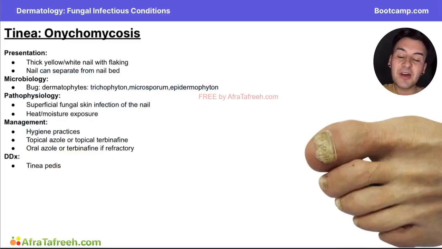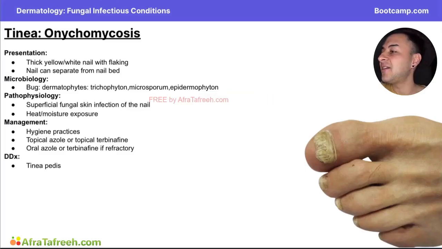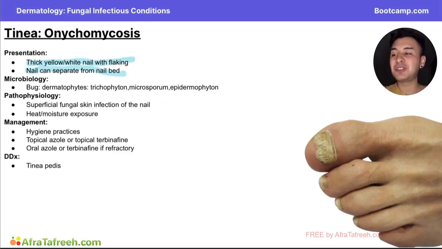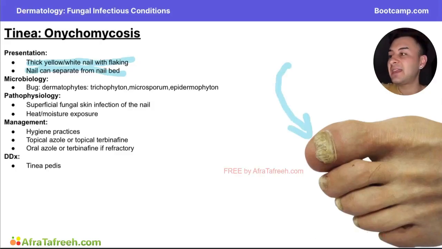So this brings us to onychomycoses, which is going to be our next dermatophyte infection. This time it's specifically going to be attacking the nail. So we're going to see thick yellow-white nails with flaking, and the nail can even separate from the nail bed. Ouch, that hurts just thinking about it. Here is a classic picture of what it looks like. You can appreciate that gray, yellow, flaky, thick nail. And our bugs are going to be dermatophytes. It's going to be trichophyton, microsporum, epidermophyton, just like before.